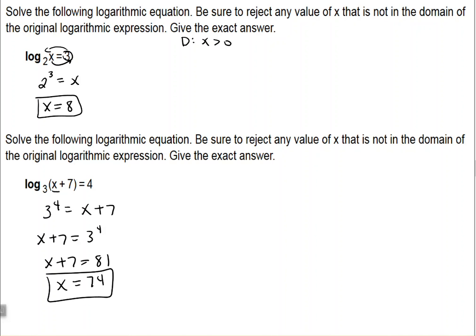All right, so again, let's look at our domain. This time we have x plus 7 in the parentheses, and remember, that has to be greater than 0 for our domain. So x plus 7 must be greater than 0. If I solve that inequality, that tells me that x must be greater than negative 7. So anything bigger than negative 7 is okay as a solution for this equation. And we got x equals 74, so we are good.